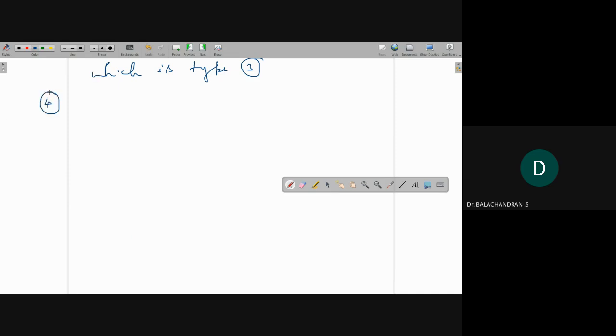Okay. Next problem. I think the third problem we solved, the fourth problem for you. What is the fourth problem? z square into p square plus q square is equal to x plus y, sir. z square into p square plus q square is equal to x plus y. Okay.